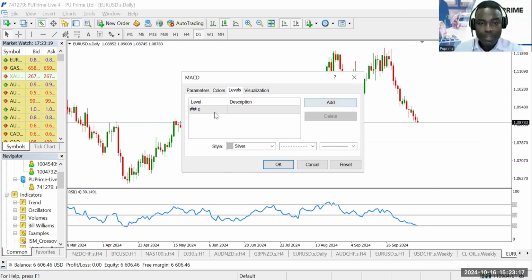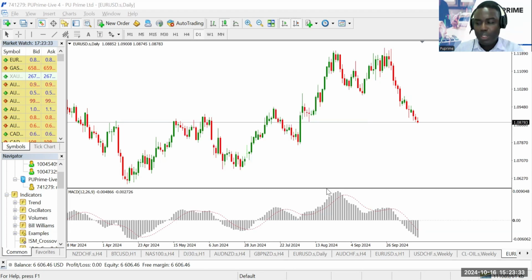Though I like to add 0 because I want my midpoint to be the 0 level. So I'll click OK, and I will have the MACD. So I want to remove the RSI so that it doesn't confuse us. Now, the MACD does not show you whether the market is overbought or oversold, unlike what the RSI and the stochastic do. But what it does is this. Now we have a midpoint here, which is the 0.